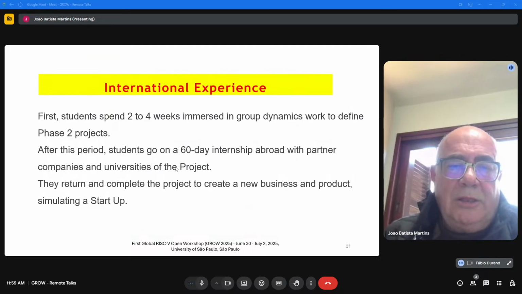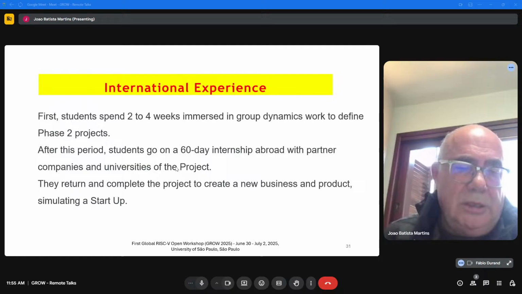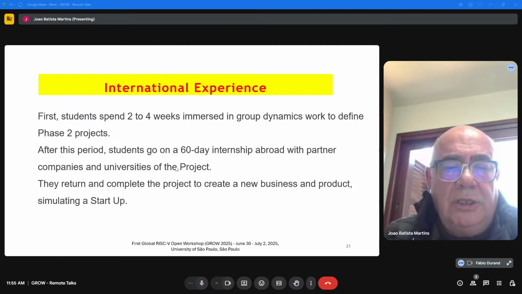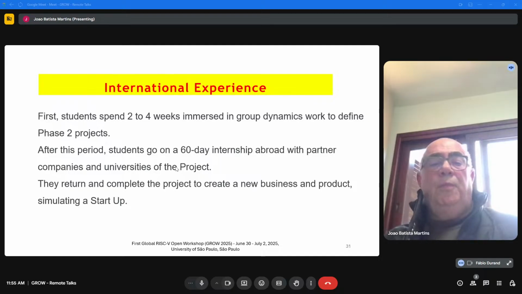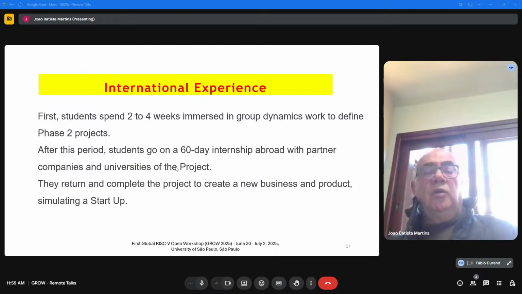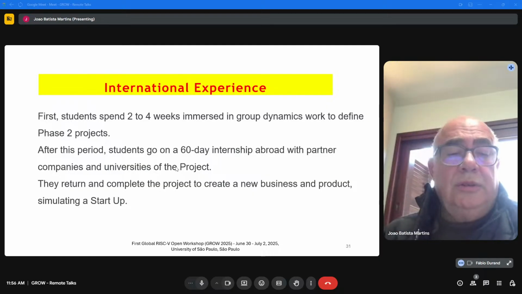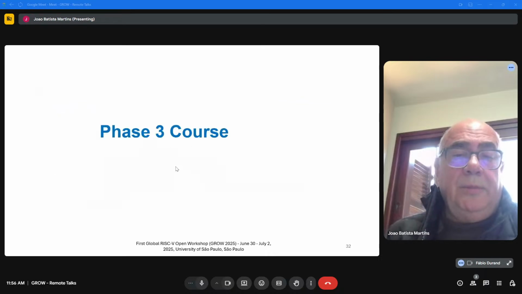First, students spend 2 to 4 weeks immersed in group dynamics work to define the phase 2 project. After this period, students go on a 60-day internship abroad with partner companies and universities for the project. They return and complete the project to create a new business, a product simulating a startup.